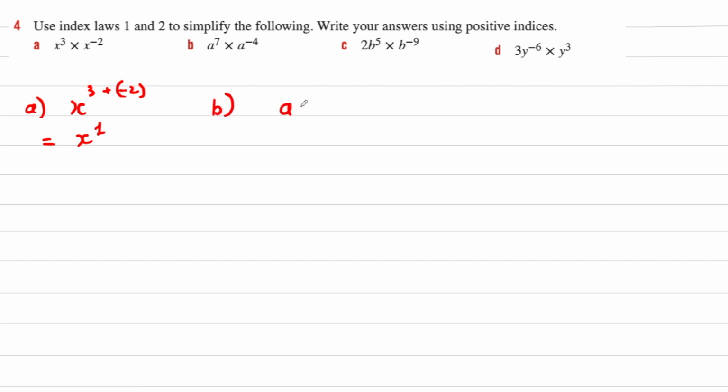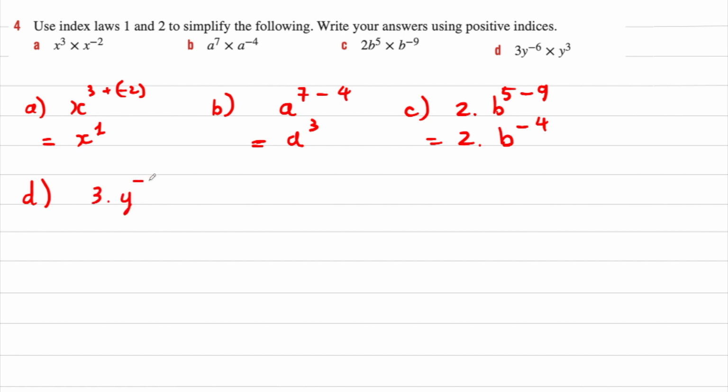About B, you got 7 minus 4 equal to a to the power of 3. And C, you got 2b to the power of 5 minus 9, and then you got 2b to the power of minus 4. Question D, you got 3y to the power of minus 6 plus 3, and then 3, equal to y to the power of minus 3 here.